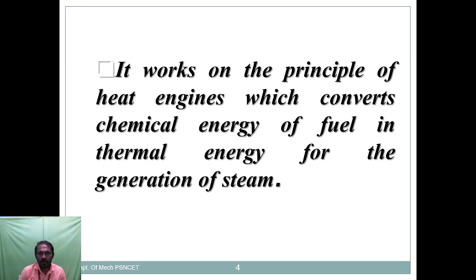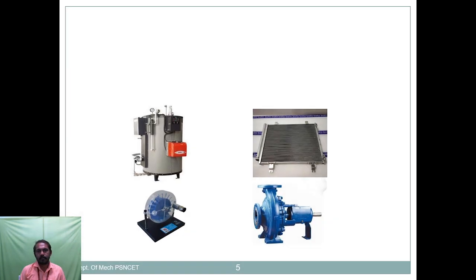So first, what is the principle of Rankine cycle? It works on the principle of heat engines, which convert chemical energy of fuel into thermal energy for the generation of steam. This is the principle of Rankine cycle.